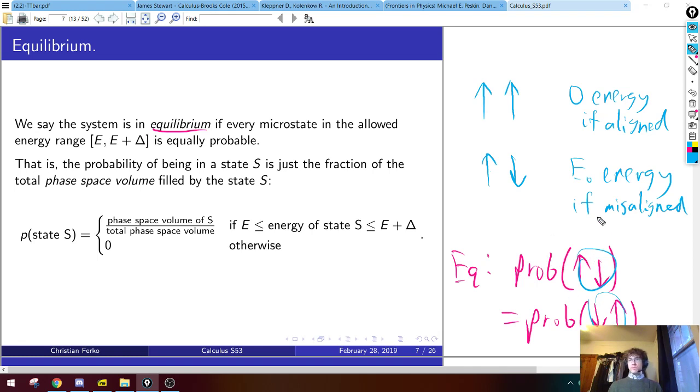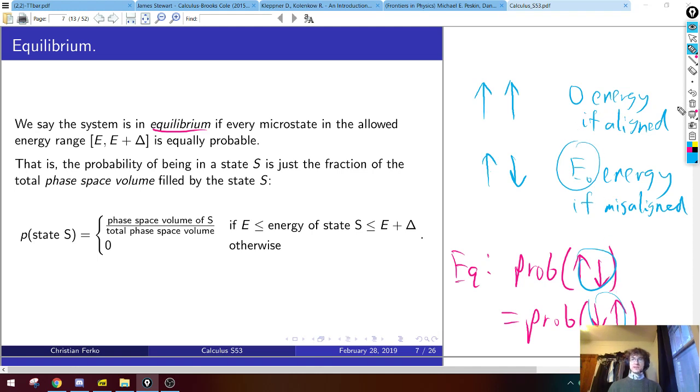Okay, that's what equilibrium means. This silly example with the 2 spins is very easy because all of the numbers are finite. There's only 2 possible states with the same energy that I specified, up, down, and down, up. So here it's very easy to find what the probabilities are.